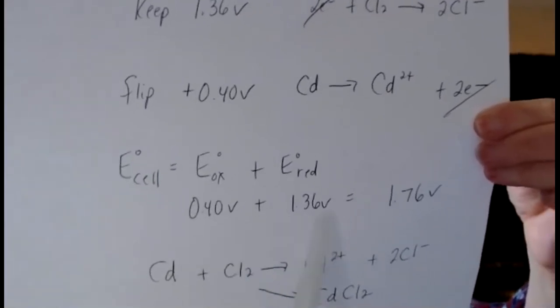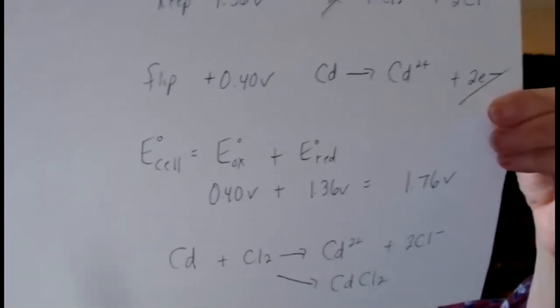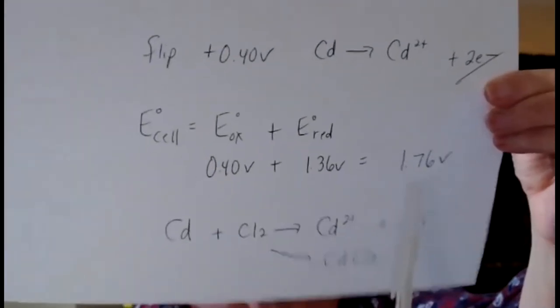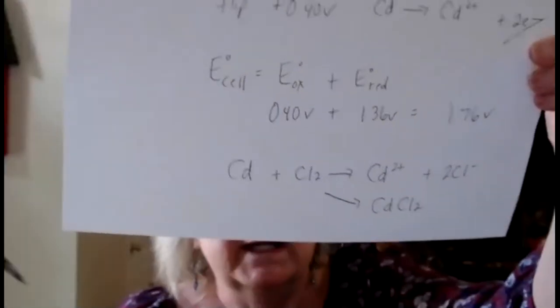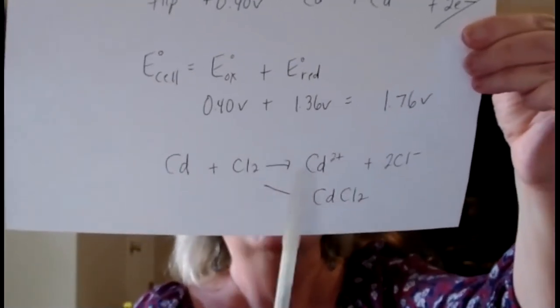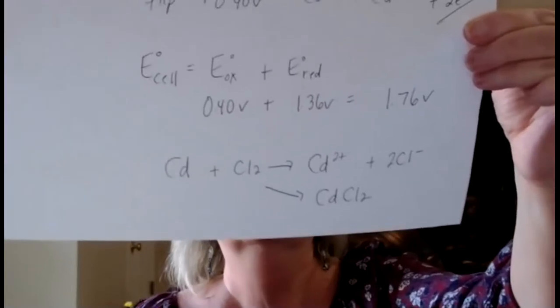Okay, anyway, so the cell potential, this is called electrode cell potential, and the little V's here are volts. So you add the two numbers together. That's what the voltmeter's going to read. And then your cadmium will react with chlorine gas and produce cadmium chloride.